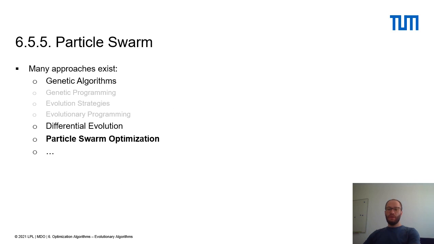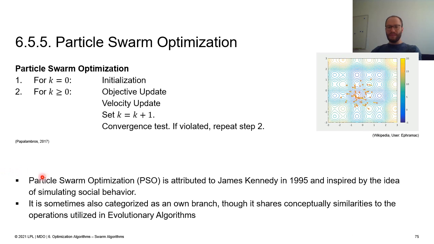Lastly, we come to the particle swarm optimization. The particle swarm optimization was developed by James Kennedy in 1995, and it's inspired by the idea of simulating social behavior. I think you can see that right away by looking at this animation. So let's wait until it starts again. How it works is you have an initial swarm, and then there is a swarm behavior. All individuals are acting with respect to the other individuals and themselves. And this is the basic idea of a particle swarm optimization.